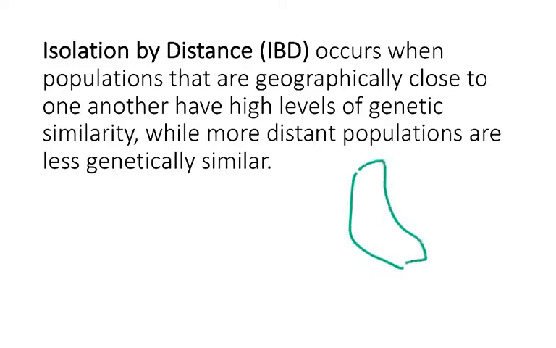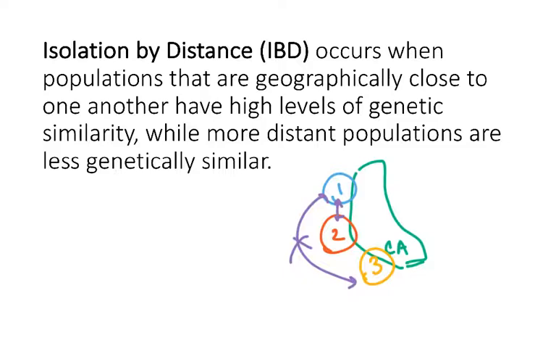So if we again use our hypothetical example that's supposed to be California, if we have population 1, 2, and 3, an isolation by distance pattern would occur if these two populations are relatively similar to each other, but these two are not. Again, that would be representative of this pattern that populations geographically close to each other are more genetically similar, presumably because it's easier to have gene flow occur between these two populations, whereas more distant populations are less genetically similar or more genetically different because of a lower occurrence of gene flow.